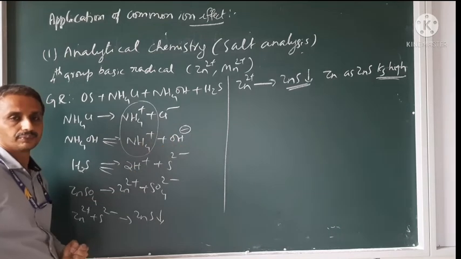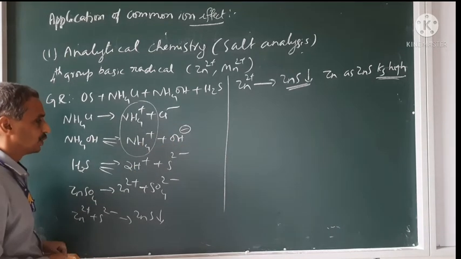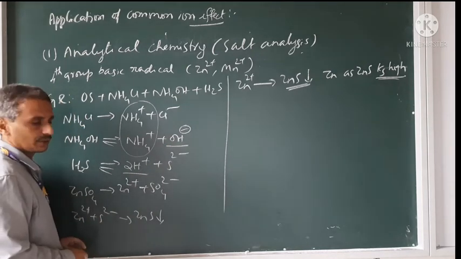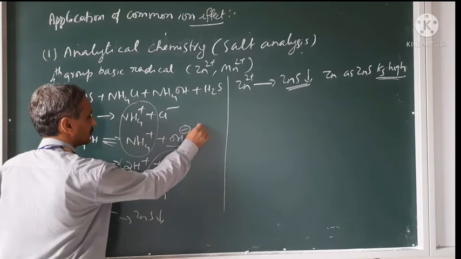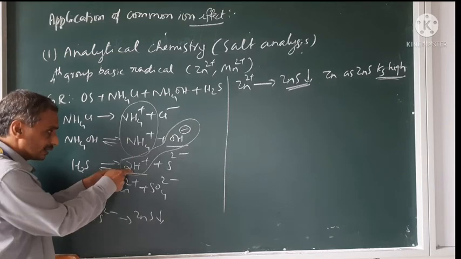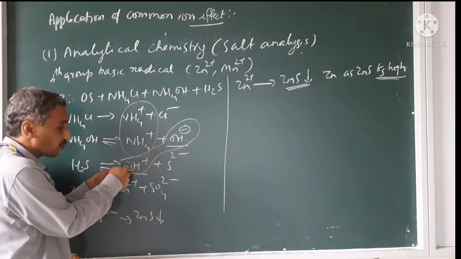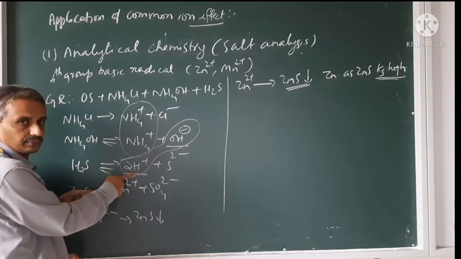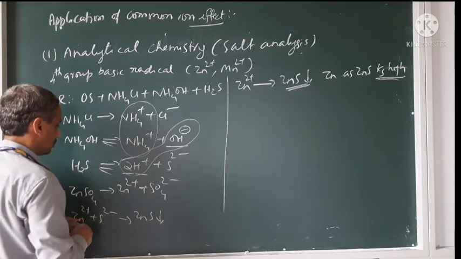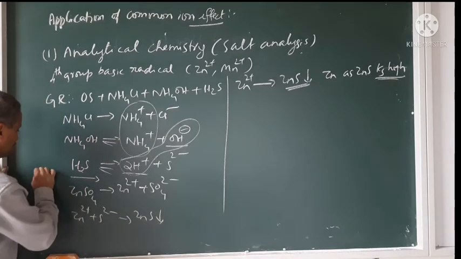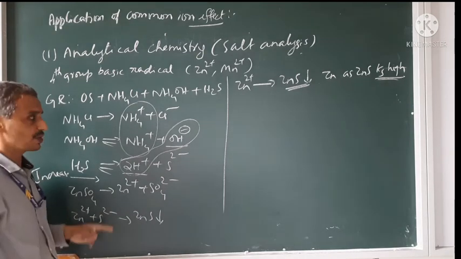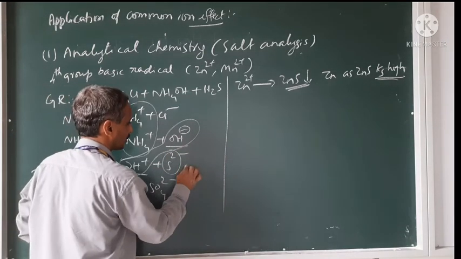Now what happens here? See, there is an H plus ion and there is an OH minus ion. So they react. Because of this reaction, a constraint is applied in the form of removal of H plus ion, that is, removal of product concentration, means H2S dissociation increases now. H2S dissociation increases means S2 minus concentration increases.